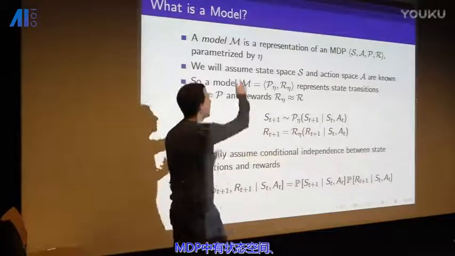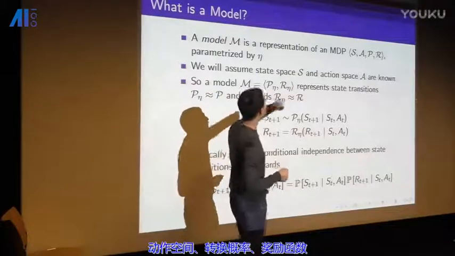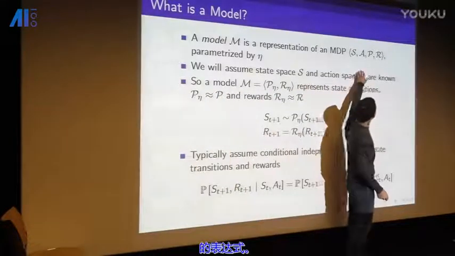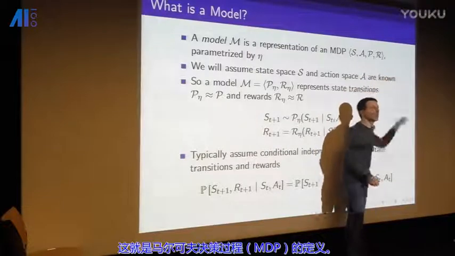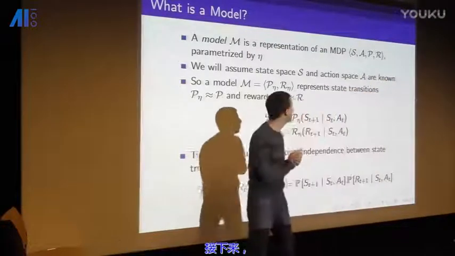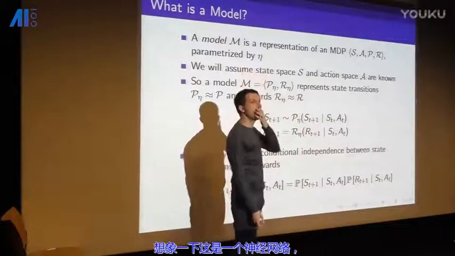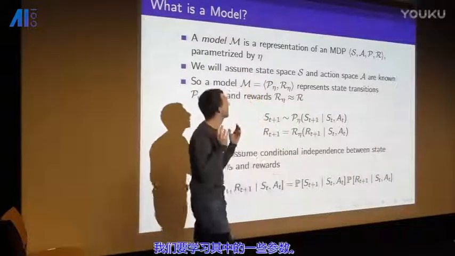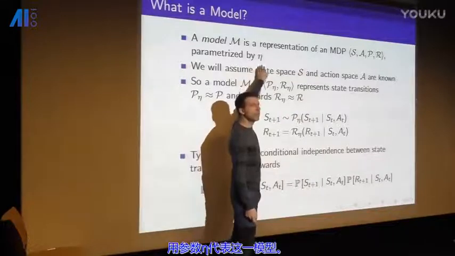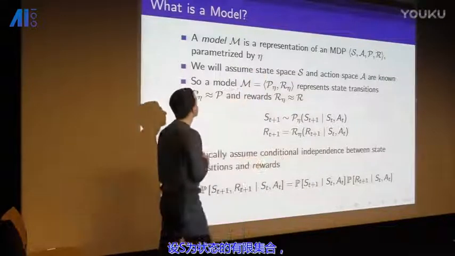Let's say that there's some representation of an MDP with some state space, action space, transition probabilities, and reward function. That was our definition of MDP from earlier in the course. And we're going to parameterize this. Think of this as maybe a neural network that we're trying to learn with some parameters. We'll use these parameters eta to represent our model.